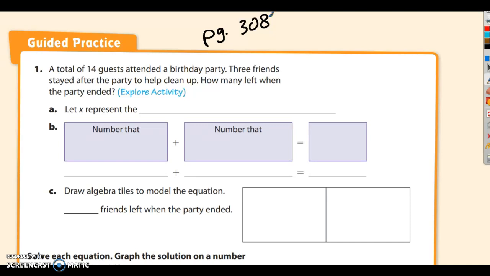Number 1. A total of 14 guests attended a birthday party. 3 friends stayed after the party to help clean up. How many left when the party ended? A. Let X represent the... Well, let's let it represent the number of guests who left.